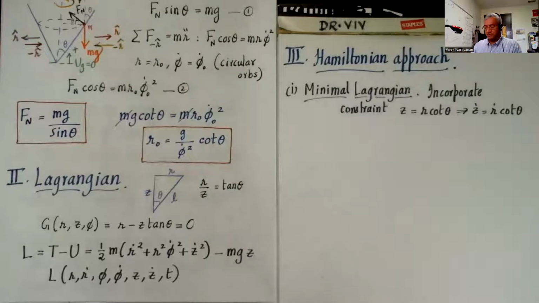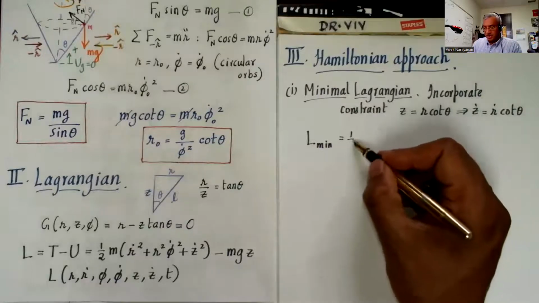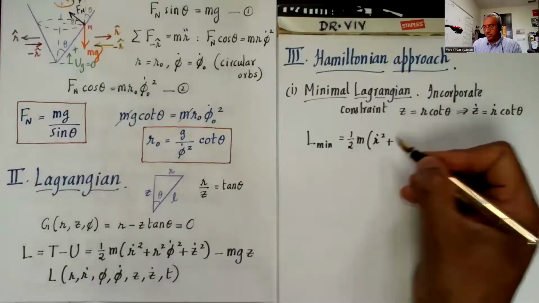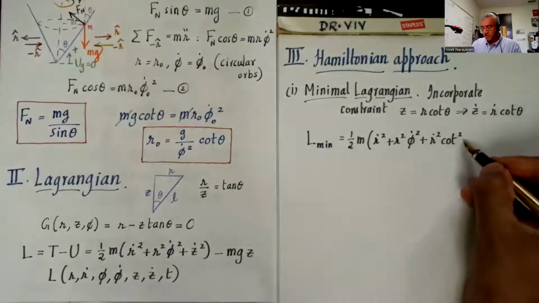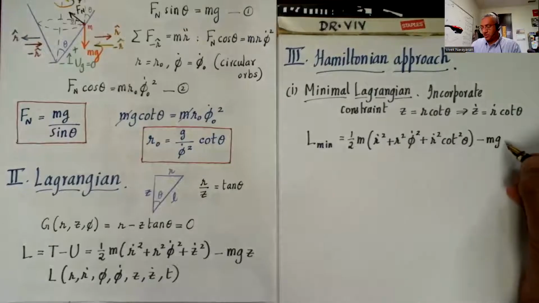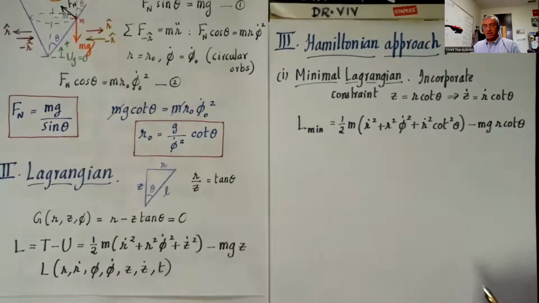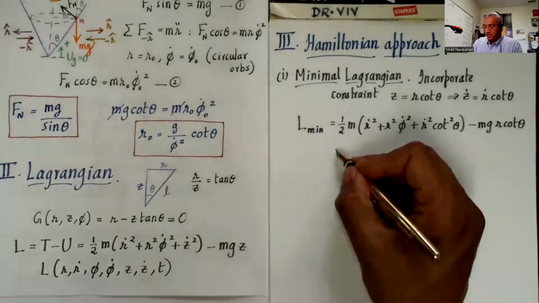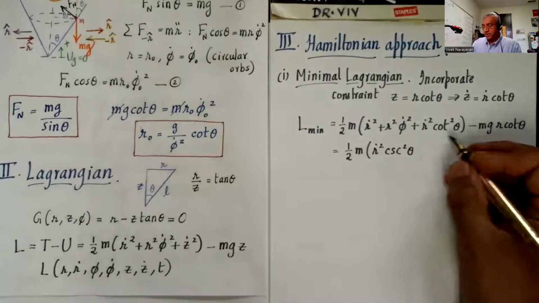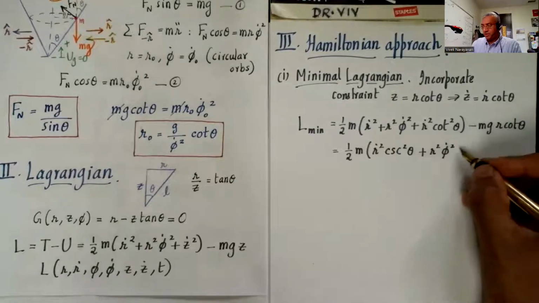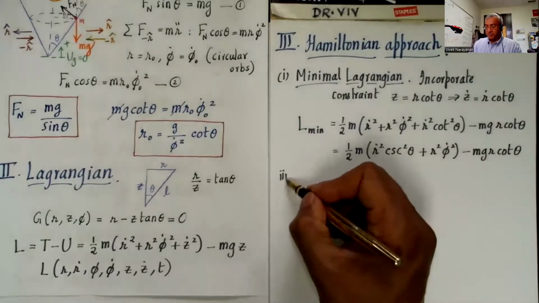So now we'll incorporate it, which means we'll write the Lagrangian without any z anymore. So L min is going to be 1/2 m (r dot squared plus r squared phi dot squared plus r dot squared cot squared theta) minus mg z, which is r cotangent theta. So that's our minimal Lagrangian. We can do one small simplification step. 1 plus cotangent squared is cosecant squared theta. So I'll write this as 1/2 m (r dot squared cosecant squared theta plus r squared phi dot squared) minus mgr cot theta.